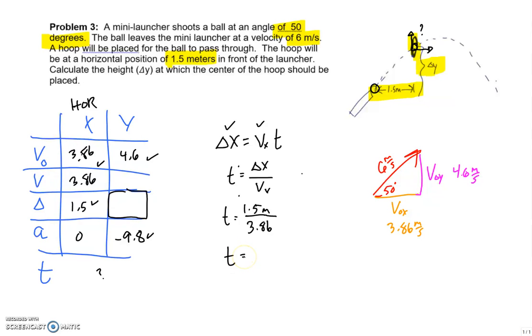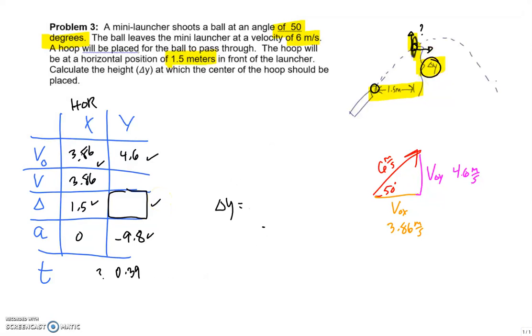So the time to get to that point is 0.39 seconds. So we now know the time. That gives us three things vertically, and we'll be able to calculate the change in position vertically, which is delta y. And if you select an equation and figure out vertically, at that point it should have changed its vertical position 1.05 meters.